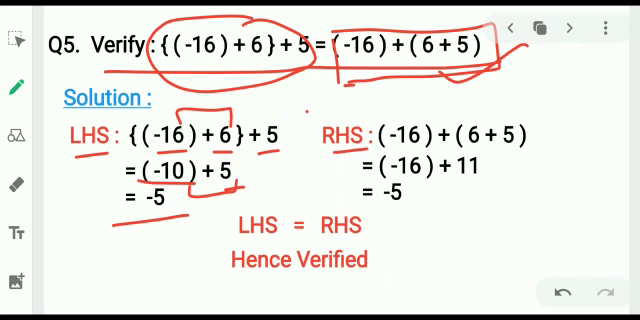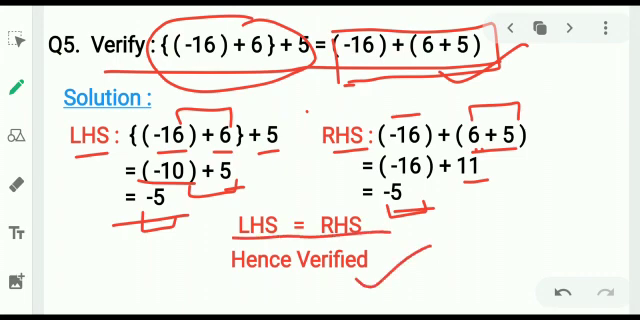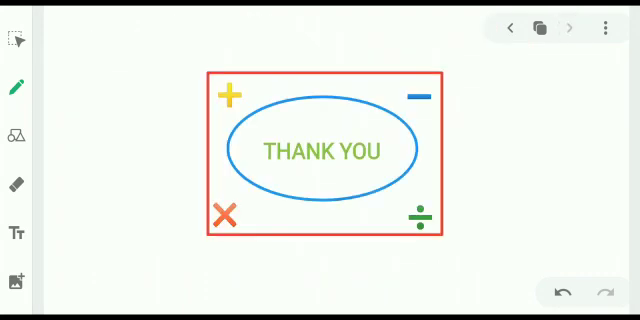In RHS we have -16 and the group of 6 plus 5. When we solve 6 plus 5, we get 11. Now we have one negative integer and one positive integer, so we know they subtract, and the larger number is 16 and it has a negative sign, so the answer is -5. Now LHS is -5, RHS is also -5, so we can say LHS is equal to RHS, hence verified.